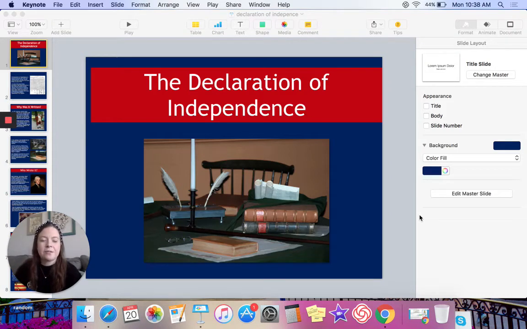Fifth grade social studies, friends. Today we're going to be talking about the Declaration of Independence. I know you've heard me say that over and over again, and it's so important because it's really how we became the United States. It's the first steps that we took.